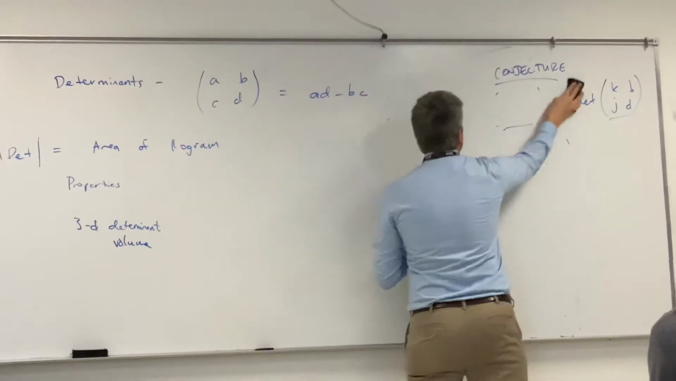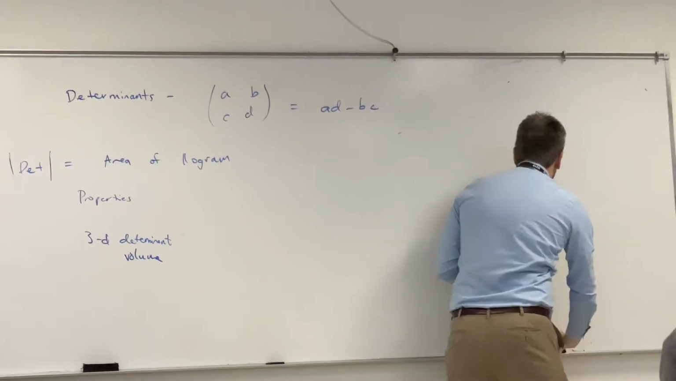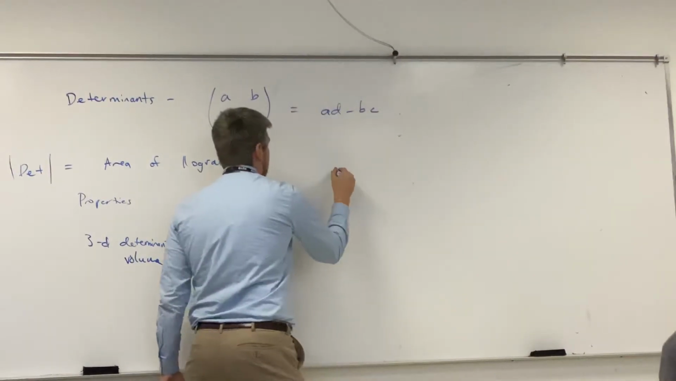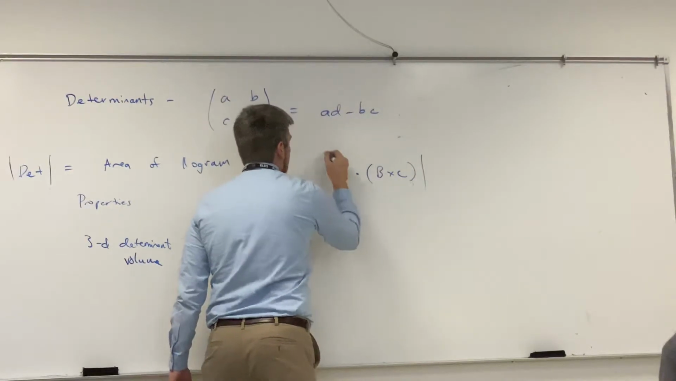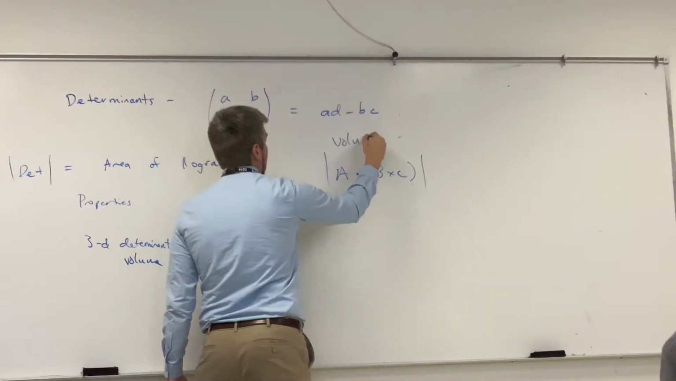So, we already know that the volume of a parallelepiped is A dot B cross C. Those are interchangeable, right? That's the volume, right? Yeah.